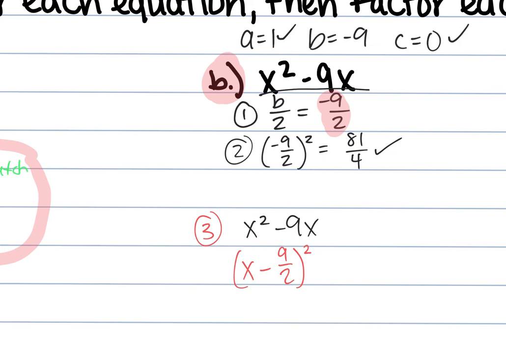Brandon? Plus 81 over 4. And that's going to factor to x minus 9 over 2 squared. Brandon? Yes. Andrew? So we have to do it like that on the test? We can't just... Absolutely, you have to do this.